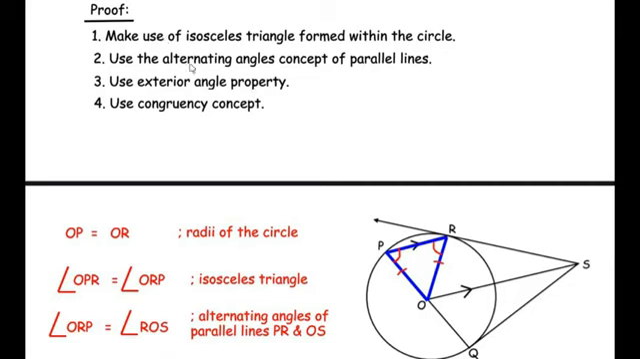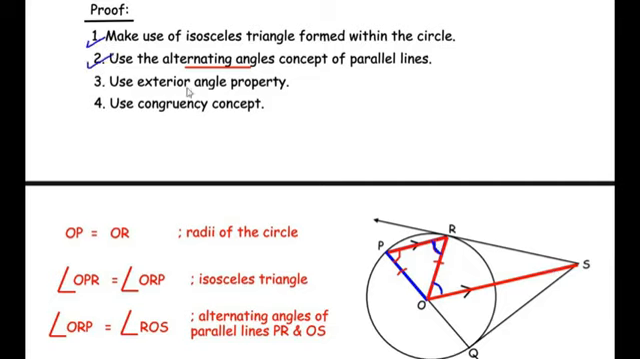The next thing we are going to make use of is the alternate angles concept of parallel lines. So let me show here the alternate angles. The lines drawn in red represent an alternate angle because PR is given parallel to OS. So angle PRO, that is this angle, or ORP as written here, becomes equal to the angle ROS, that is this angle, because of the alternate angles property of parallel lines PR and OS. So till here we have made use of the isosceles triangle and the alternate angles concept.